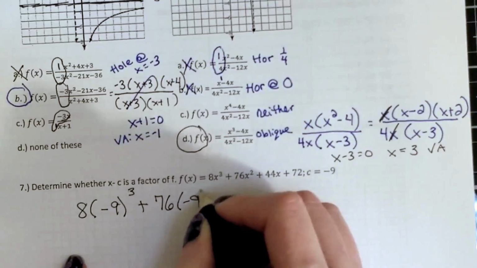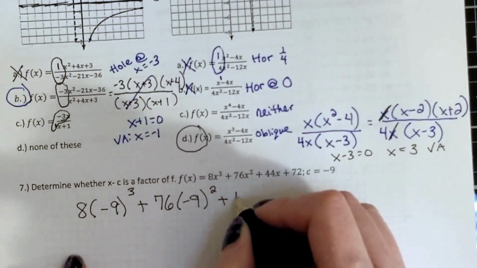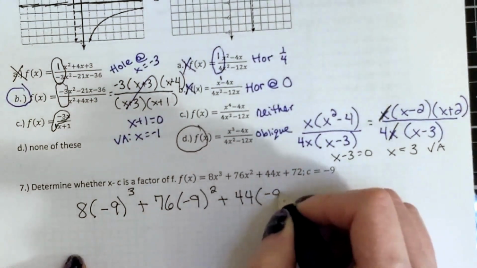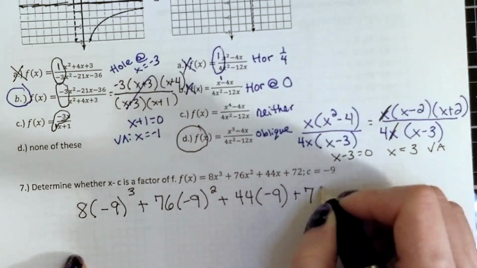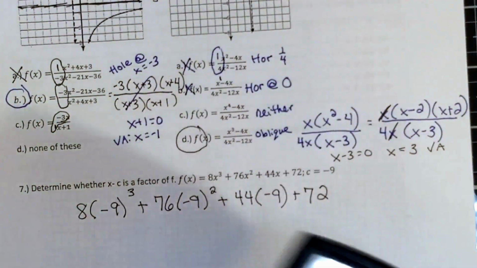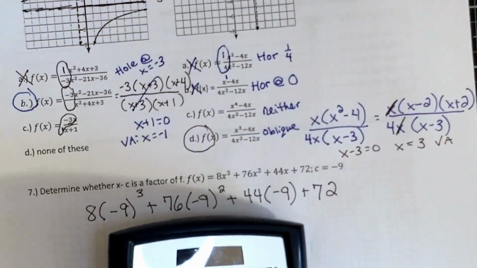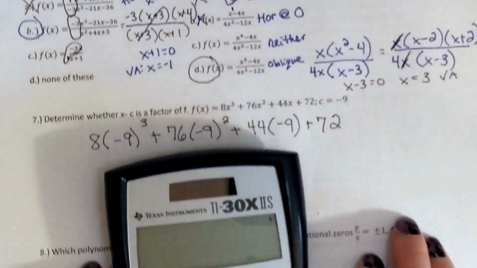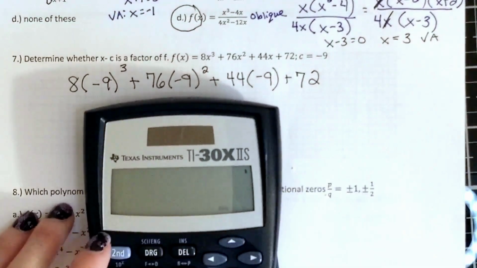So plugging in -9. Don't change any of the signs or anything. Okay, and then this is when your calculator comes in handy. And you would type this in as one big string in the calculator.